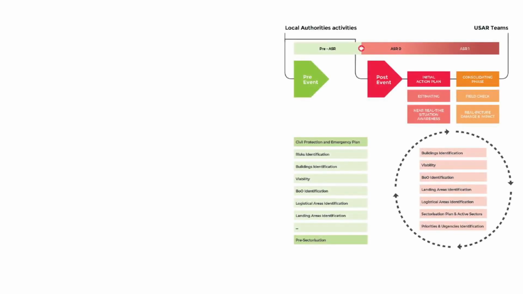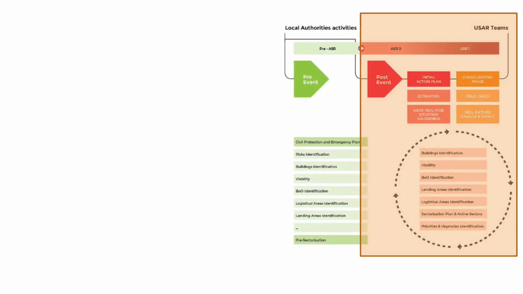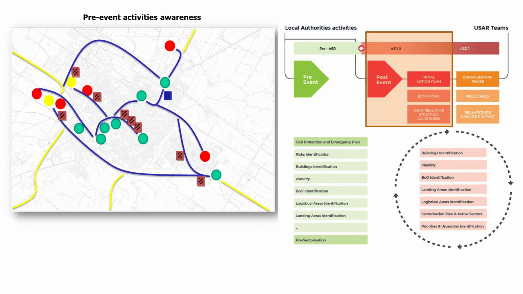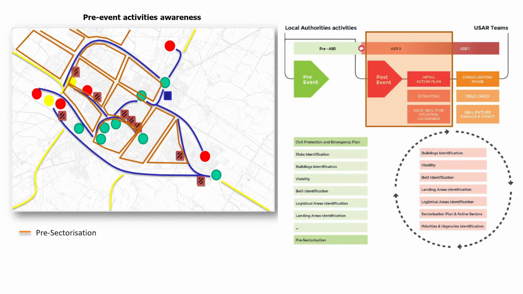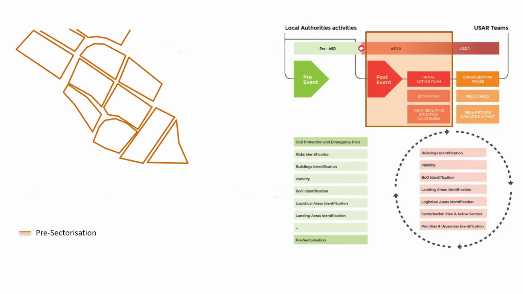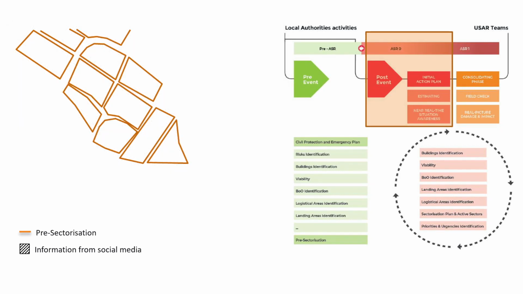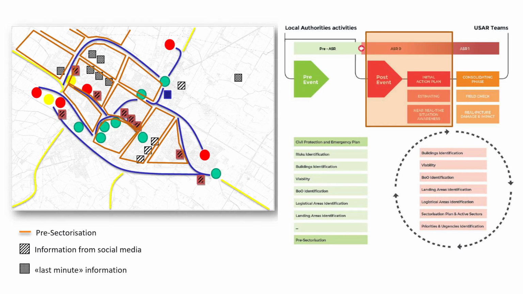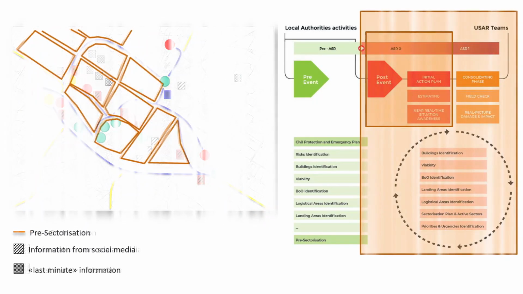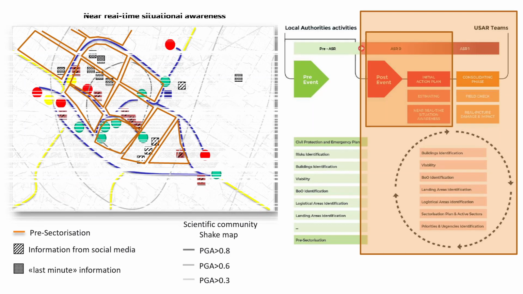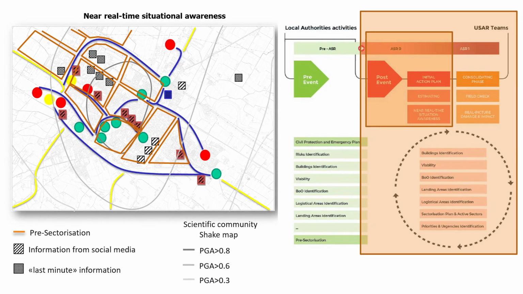During the first times after an event, local authority, first responders, and user teams can begin the initial action phase, proceeding to superimpose the pre-crisis picture with the first information available after the event: pre-sectorization, information from social media, last-minute information from Lima, and first information from the scientific community, for example shake maps and alert systems.